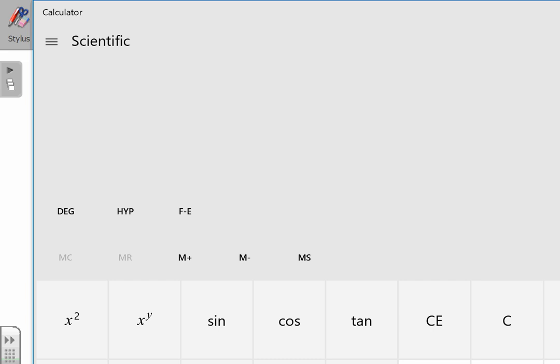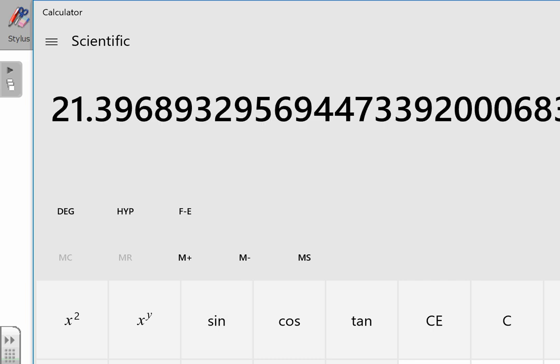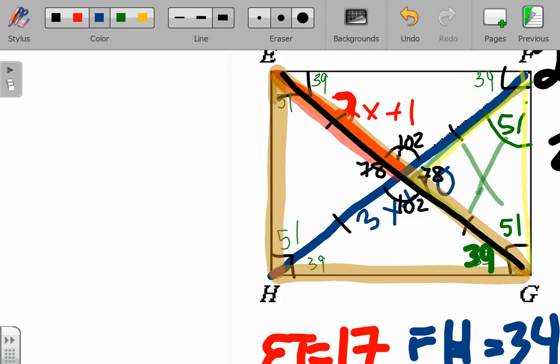39 sine. You should be following on your calculator. Make sure you're getting the same thing. Times 34. I'm going to take this to the first decimal place because that's going to round up there. So 21.4. Let's put that up there. Whatever you get on one side, you can get on the other.